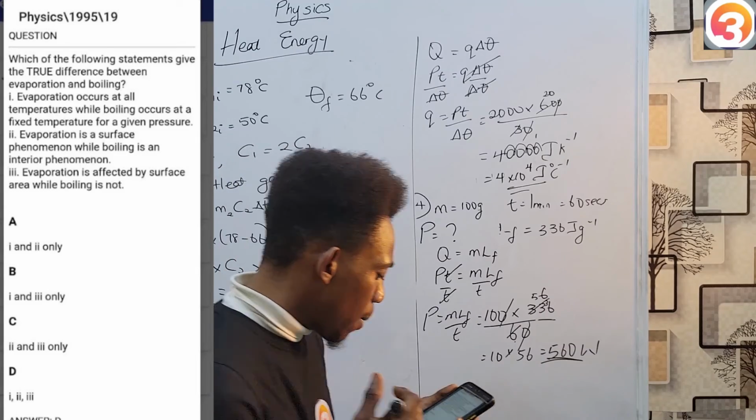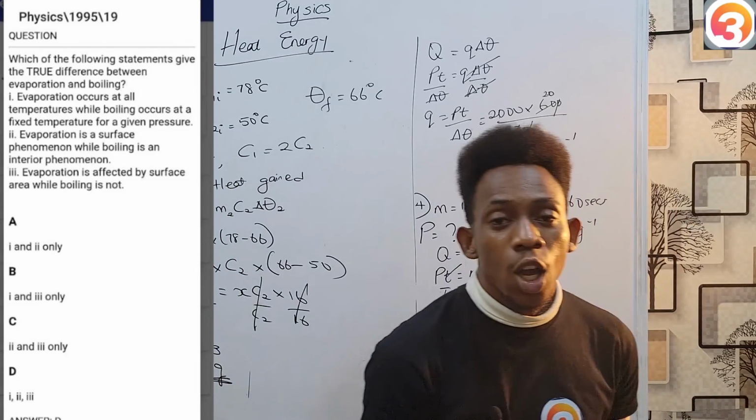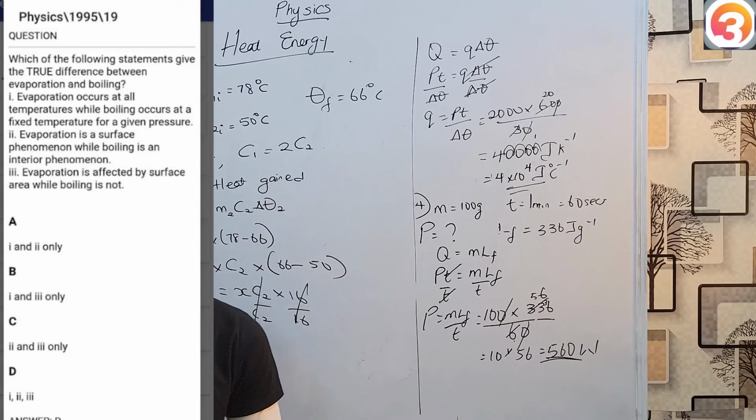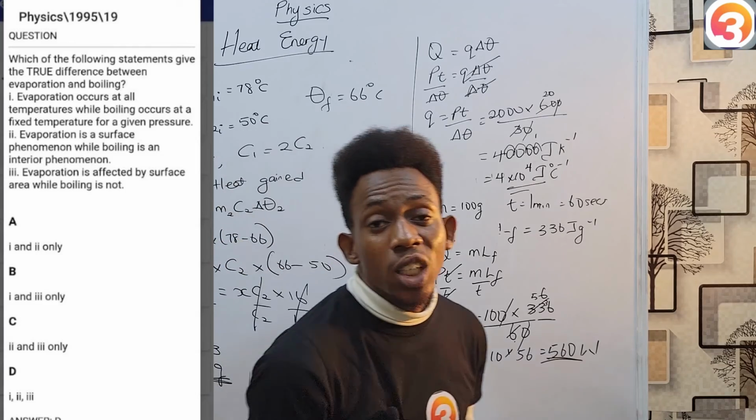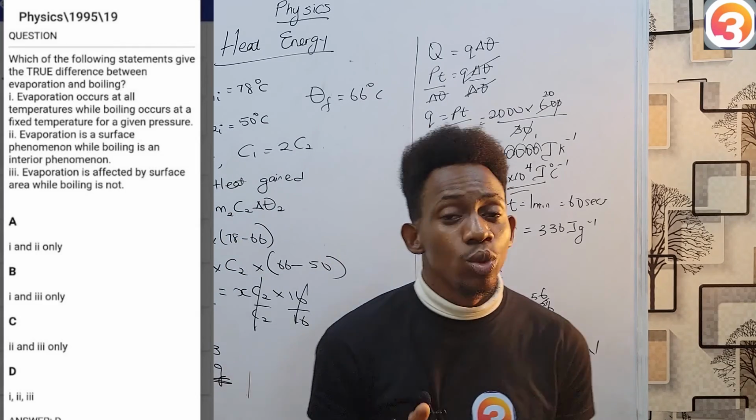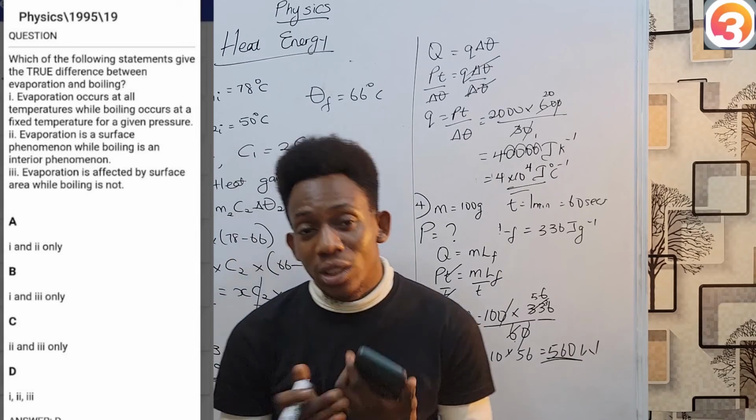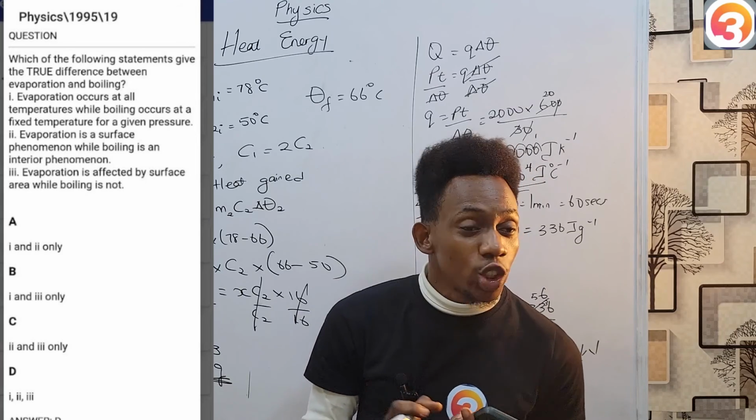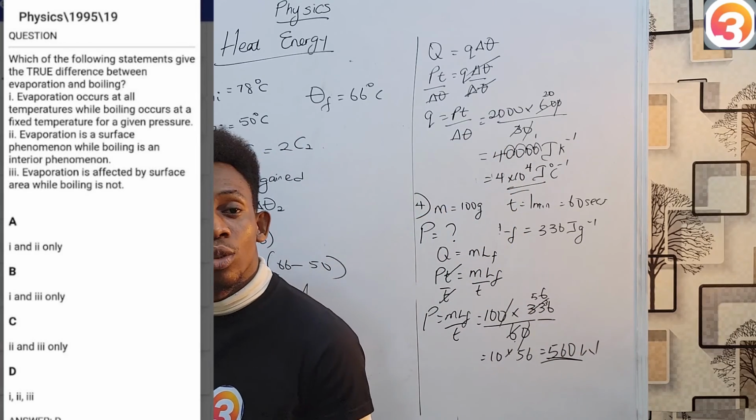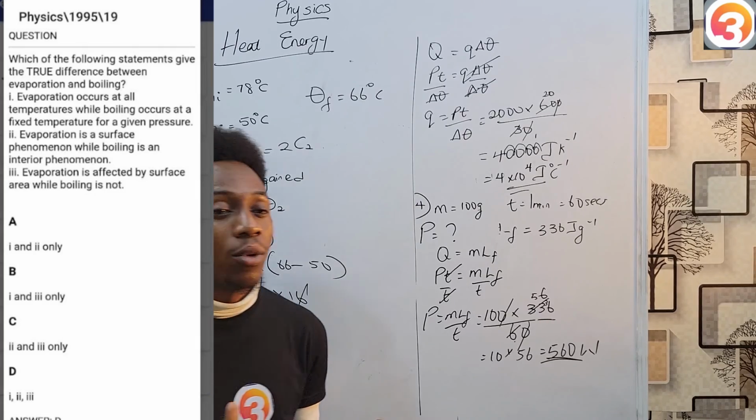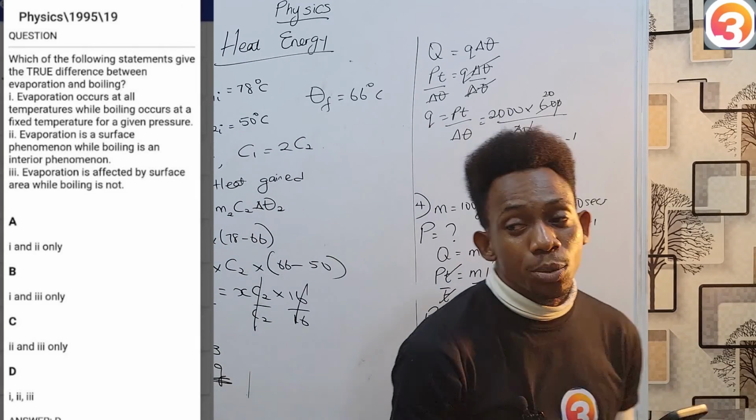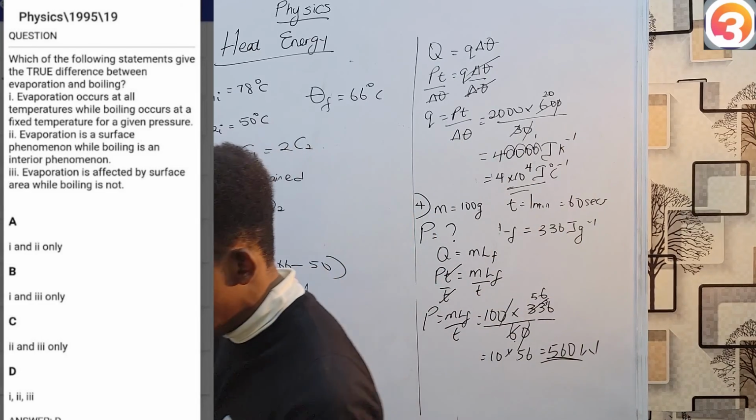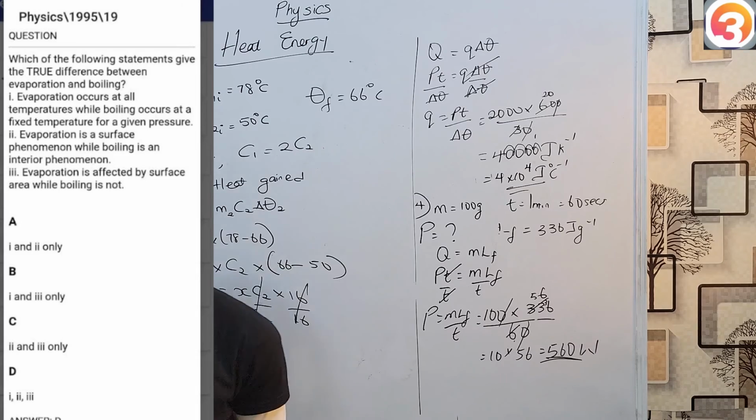Then three, evaporation is affected by surface area while boiling is not. Again, also correct. That's the reason why you spread your clothes to dry. If you take two clothes of the same material and the same size, put them in water, bring them both out at the same time, and squeeze one while spreading the other, we already know the one spread out dries first, because when it's spread out, the surface area is enlarged. It implies that all three things we were given are correct. The answer must be D.